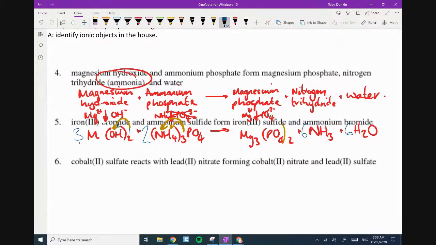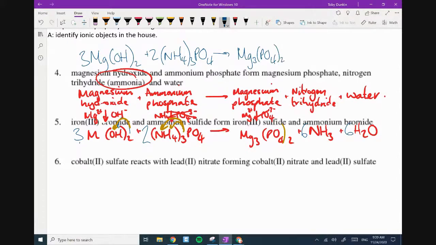So the final answer is 3 Mg brackets OH2 plus, can I just point out this is way too hard for GCSE. I will change that. Yep, so then it's just Mg3 brackets PO4 2 plus 6 ammonias plus 6 waters.